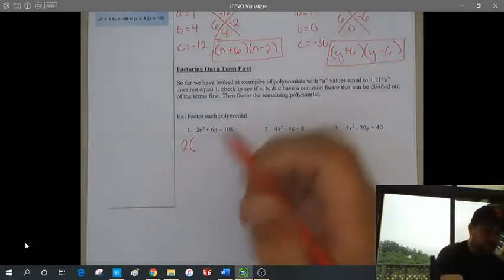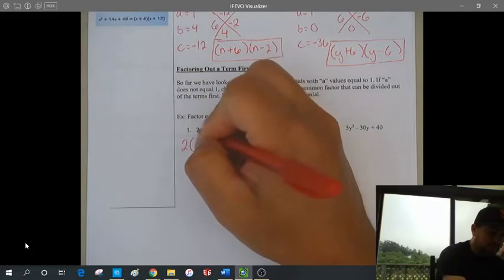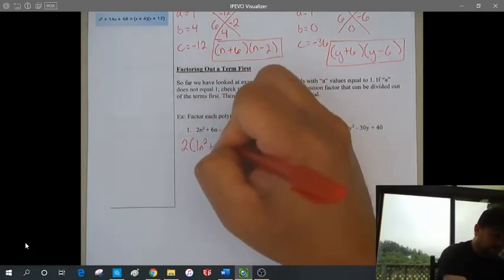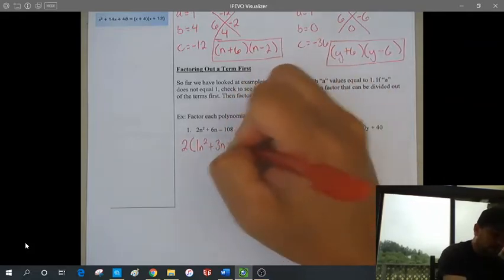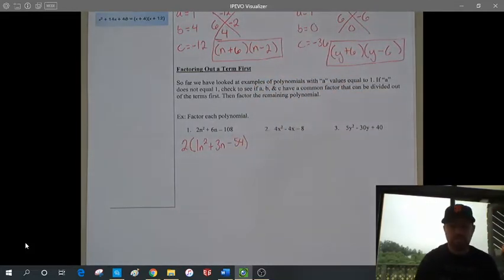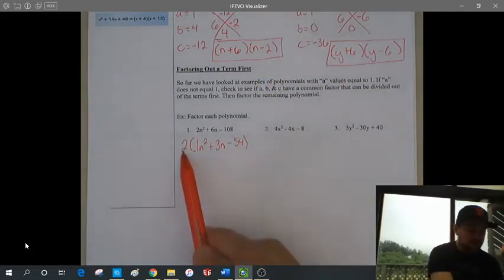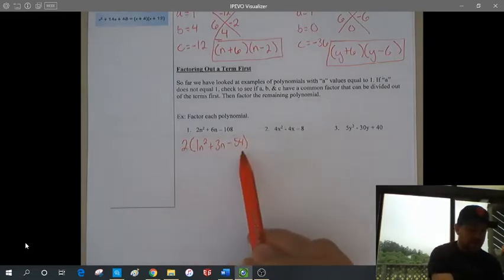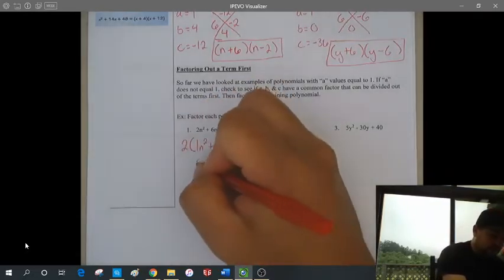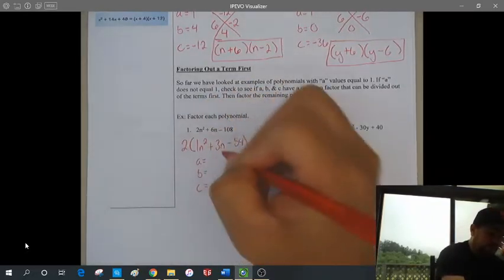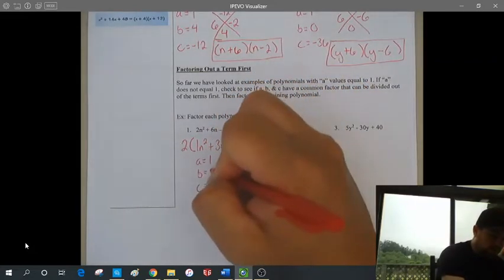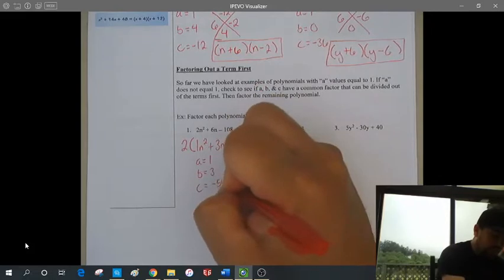I could have 2 times, and then instead of 2n squared, it would just be 1n squared, plus 6n divided by 2, which leaves 3n, minus 108 divided by 2, which gives 54. Now it's just 2 times all of this. So now I'm going to factor this using the same technique. I'm going to identify my a, b, and c from what's inside: a is 1, b is 3, and c is negative 54.